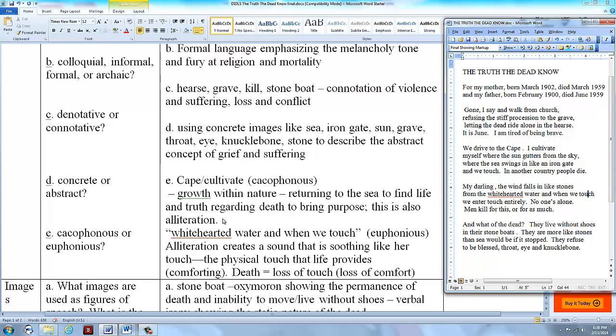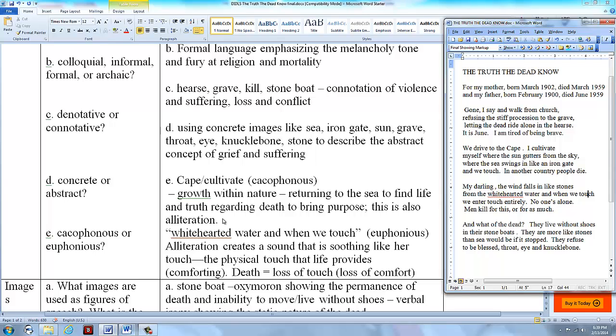White-hearted water and when we touch. Notice that repetition of that soothing W sound. Yes, this is alliteration as well. And I think what's interesting here is that just like touch provides us comfort, so do these words.